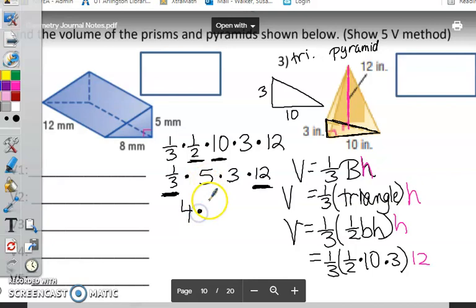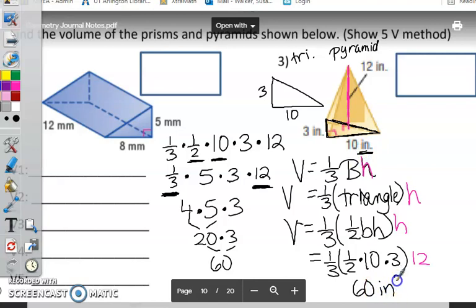I still haven't used the 5. I still haven't used the 3. 4 times 5, 20. I still haven't used the 3. 20 times 3 is 60. 60, remember, cool people, inches cubed, because it is volume. Okay, good job.